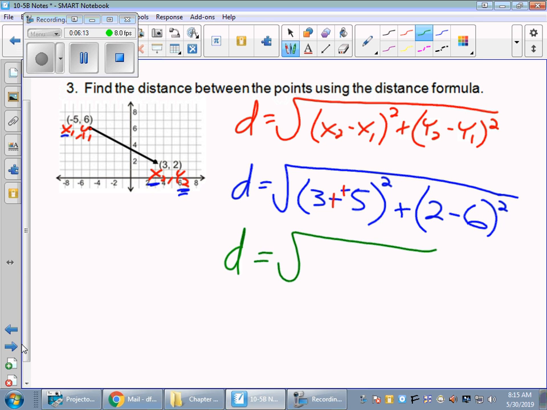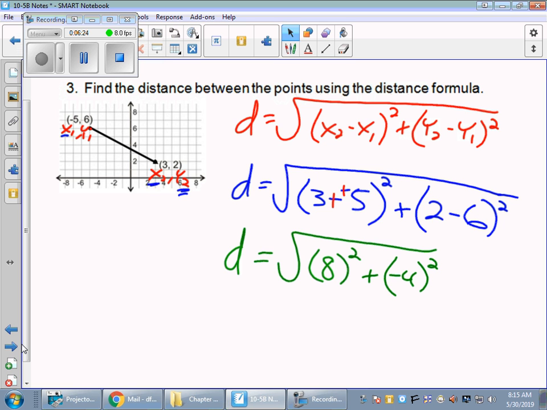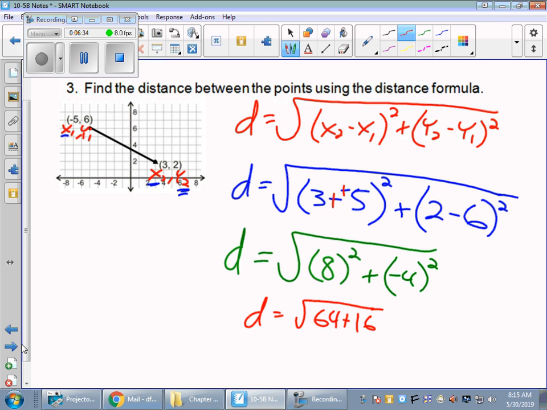3 plus 5 now is 8 squared. And then we've got 2 minus 6. So that's going to be a negative 4 squared. And now we know, of course, when we square these things, we're going to have the square root of 64. And negative 4 squared is going to become a positive 16. Remember, you square a negative, it becomes positive.